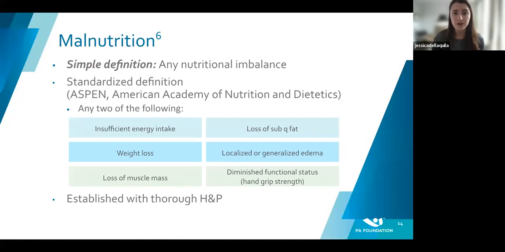Something I do want to touch on is that I think it's very interesting to note that BMI is not considered part of this. I think that sometimes BMI can be misleading, but it is very possible to have a patient that is technically obese or has an elevated BMI, but still is malnourished. So that's something to keep in mind as we progress through the lecture.